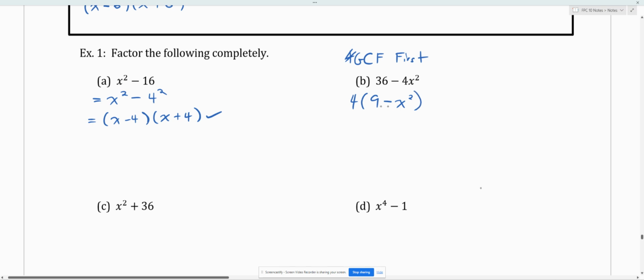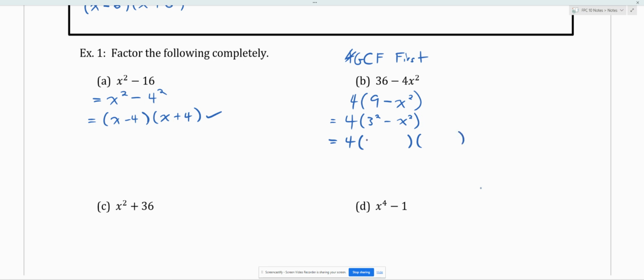And then I look at these two terms. Are they perfect squares? They are. I could rewrite it as 3 squared, and x squared is already a squared term. And now we can go right to our solution. Let's write our pair of binomials: I take the 3, subtract the x, and I take the 3 and I add the x. Now I know it looks a little different with the x being second, but there's nothing wrong with that. We can leave it as is.